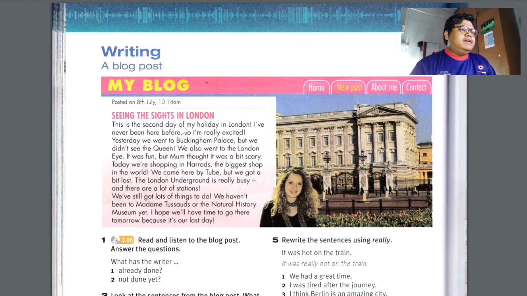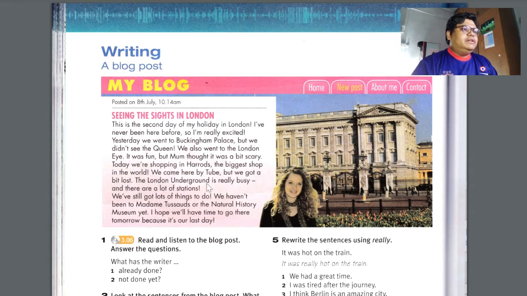This is the second day of my holiday in London. I've never been here before, so I'm really excited. Yesterday we went to Buckingham Palace, but we didn't see the Queen. We also went to the London Eye. It was fun, but Mom thought it was a bit scary. Today we are shopping in Harrods, the biggest shop in the world. We came here by tube, but we got a bit lost.